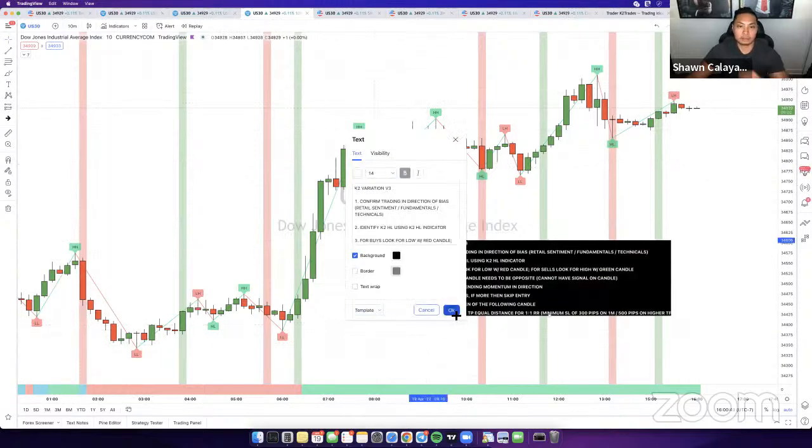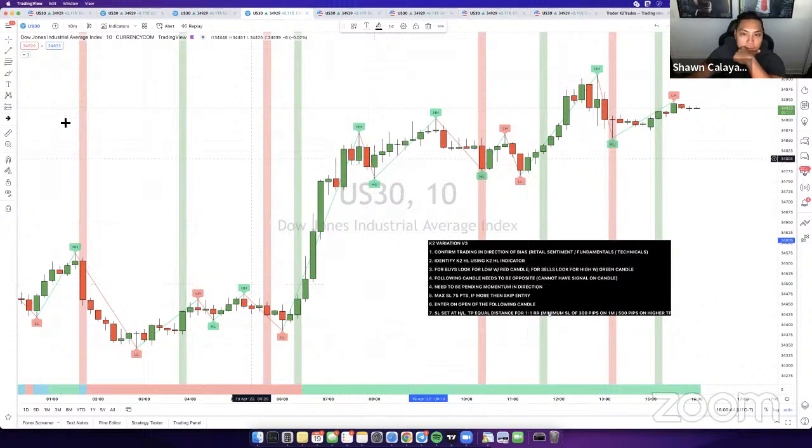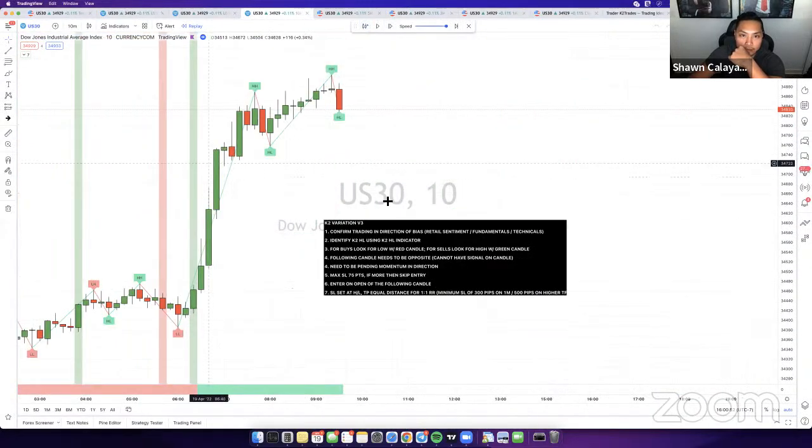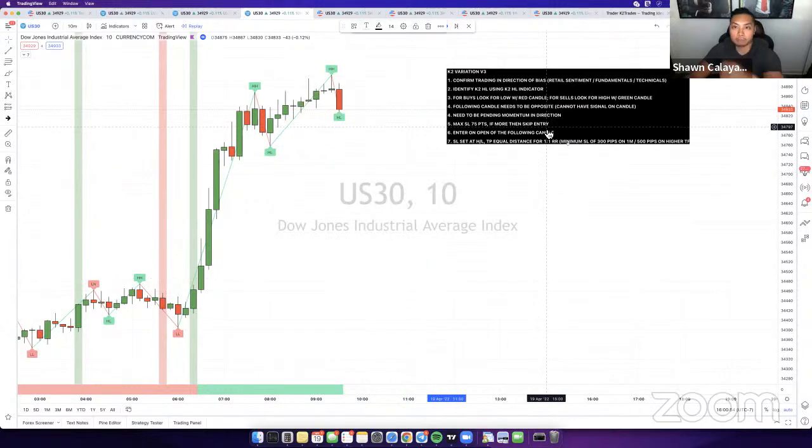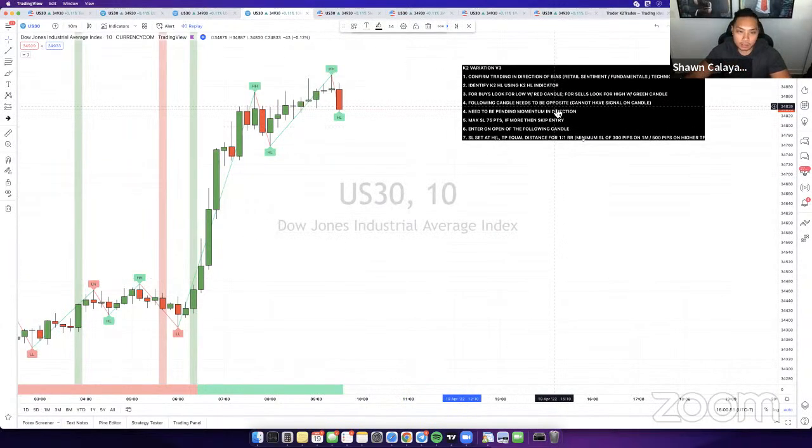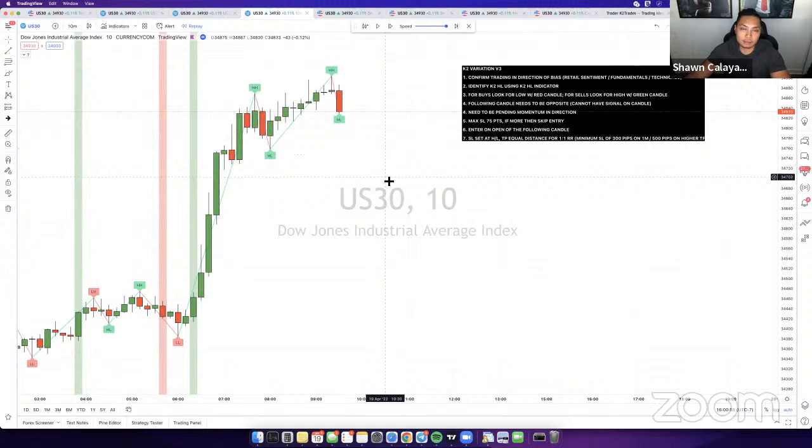All right, V3. Let's see if I could find one here. Oh, perfect. Okay, it's right here. I didn't notice this one. All right, so here's an example of a V3. Basically, you're confirming the direction of bias. We're going to assume that the bias here was the sell. We can't tell because the market's closed, but we're going to assume that it was a sell, right? So we're going to say that bias was a sell.